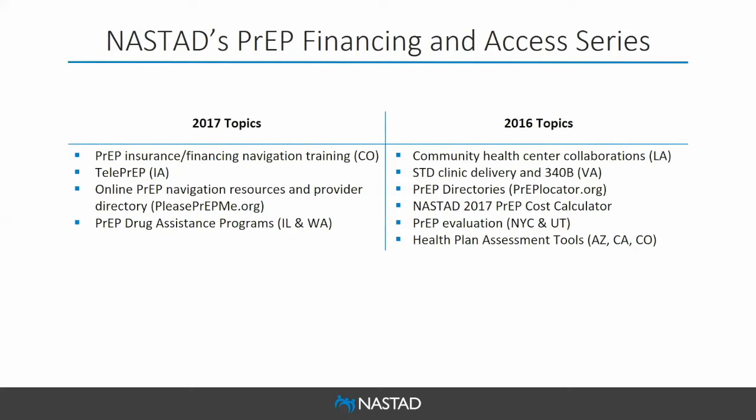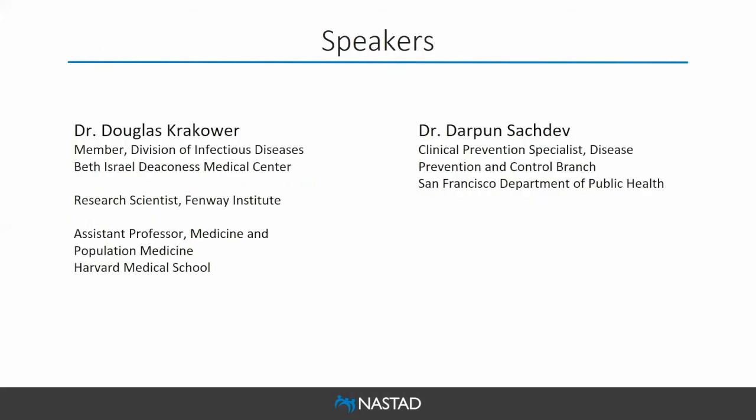Last year, we also covered a few topics. We talked about delivery models at federally qualified health centers in Louisiana and STD clinics in Virginia, including considerations regarding the 340B program. We also covered online PrEP provider directories with preplocator.org. We went over NASTAD's 2017 cost calculator for marketplace health plans, and we discussed New York and Utah's PrEP evaluation efforts, focusing on how to leverage claims data and other healthcare data sources. The archive, as I mentioned, is available on our online technical assistance platform.